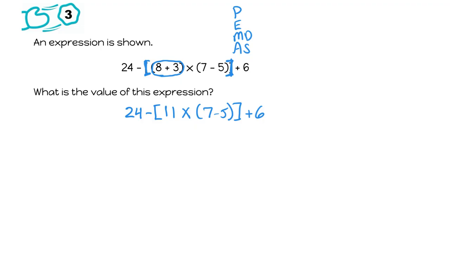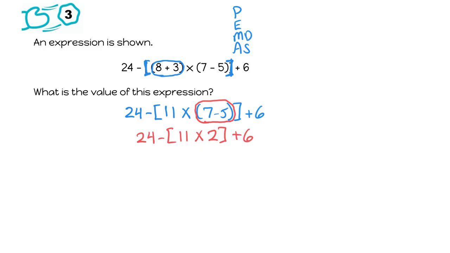All right, so back to PEMDAS. We still have parentheses inside our brackets, and so the second step is to do this other set of parentheses. Copying 24 minus bracket 11 times, now replace my circle. Again, getting rid of those parentheses because that's all that's in them. 7 minus 5 is 2, bracket plus 6.